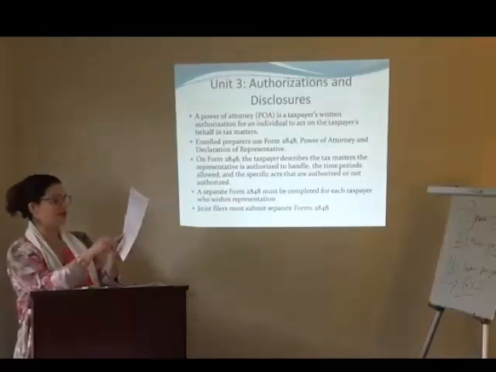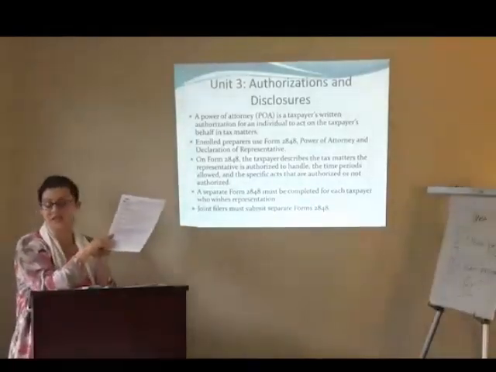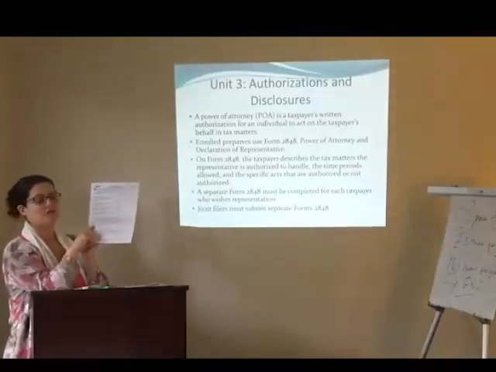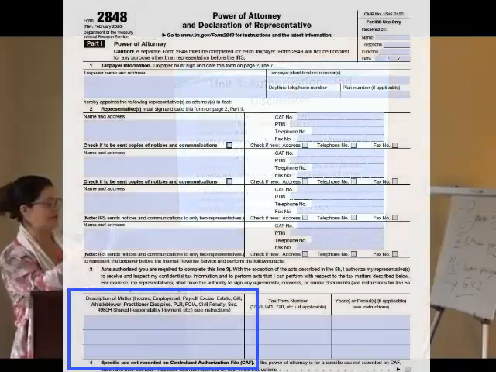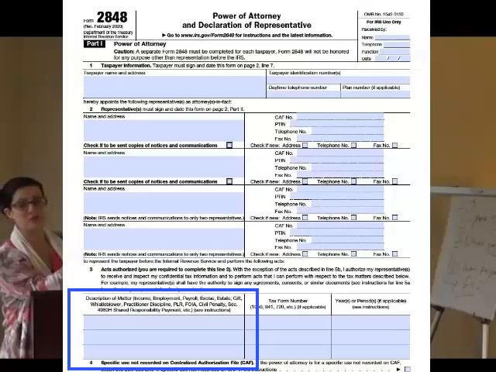And they even have a new thing on here for the shared responsibility payment. See that? That's considered a separate tax issue now because it's ACA. So if you're dealing with ACA, you got to put that on there too. You see it right here? Description of the matter: income, employment tax, payroll, excise, estate, gift, whistleblower, practitioner discipline, FOIA, shared responsibility payment. So it's a big long list.